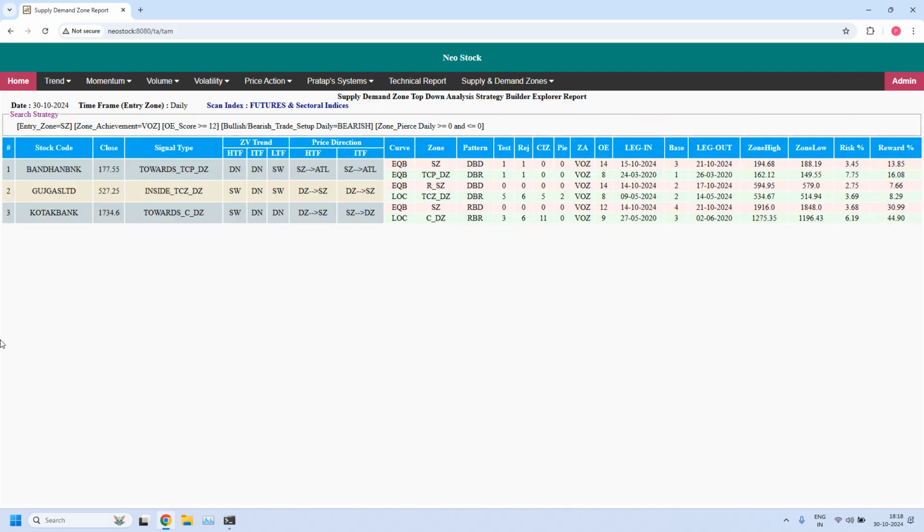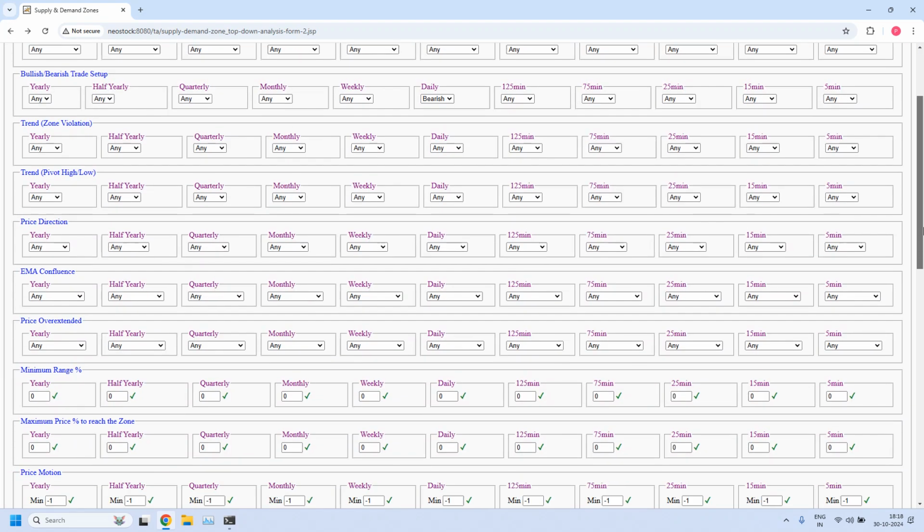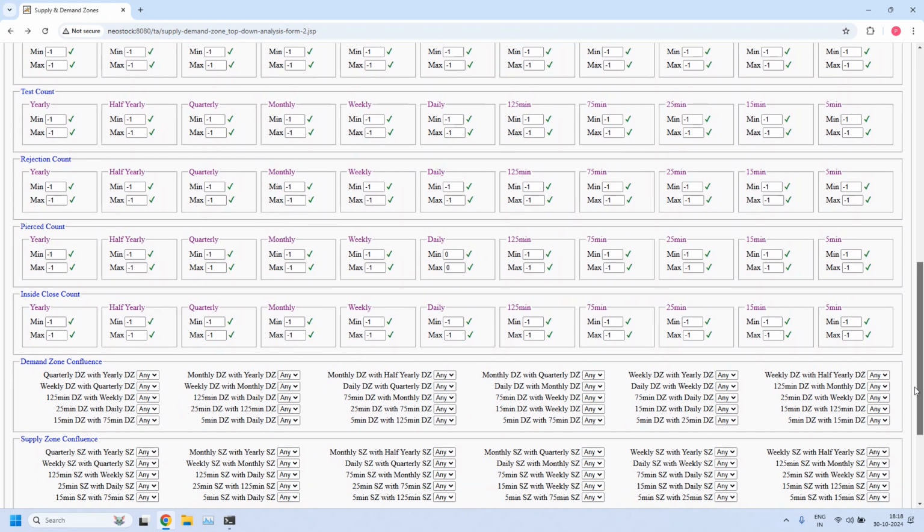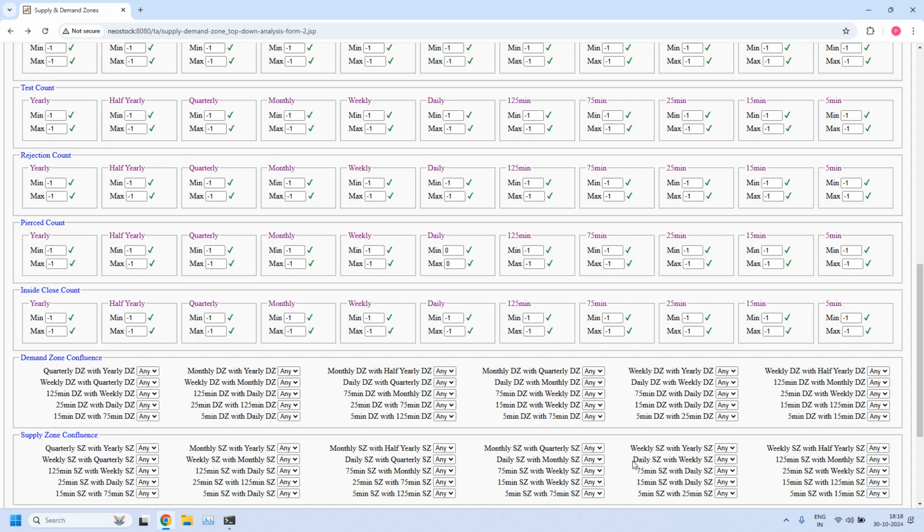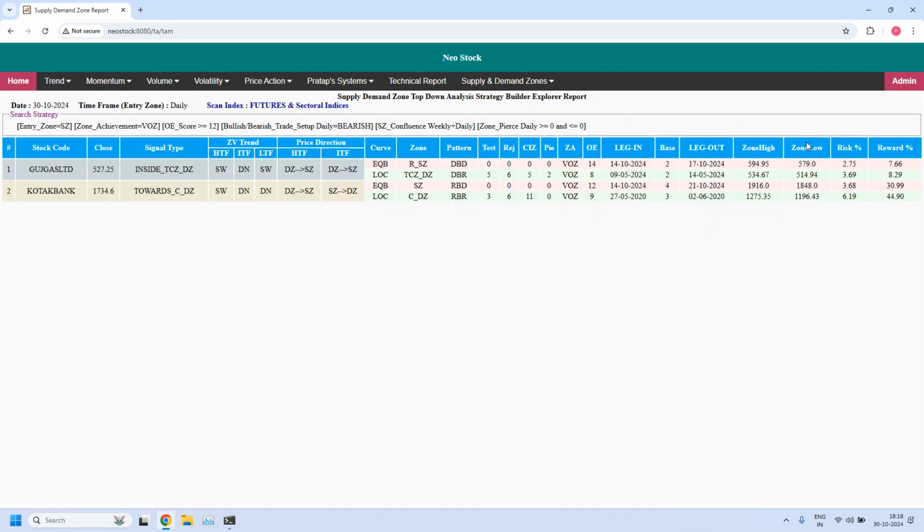Let's verify. We got 3 stocks. Currently these 3 stocks are supporting bearish trade setup for monthly income trade, that is entry time frame and entry zone or daily supply zone. Let's verify any high probability setup. ITF confluence, supply zone confluence. That is a daily supply zone with weekly supply zone confluence filter is enabled. 2 stocks are filtered. Currently these 2 stocks are having ITF confluence. That means the daily zone is part of the weekly zone.